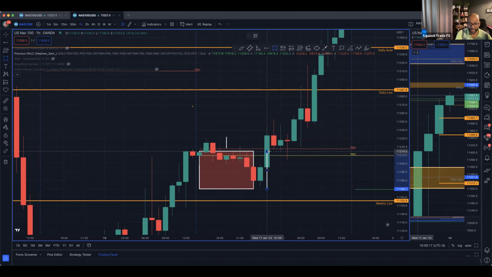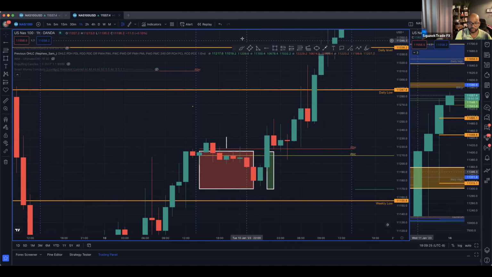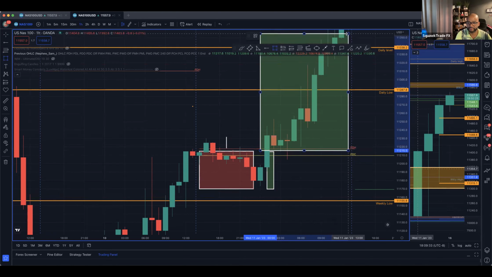This was then the wick, right? This was then the wick, right? To body. The candle formation changed and it looked like this for the rest of the day. Are you following me there?